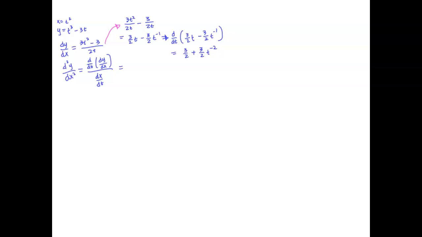And that just goes over dx/dt. So I have 3 halves plus 3 halves t to the negative 2, and that's over dx/dt. And dx/dt was just 2t.